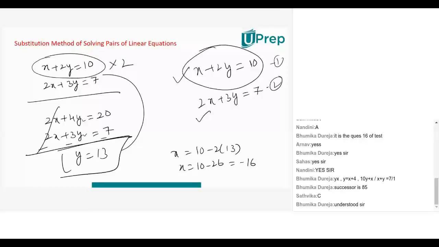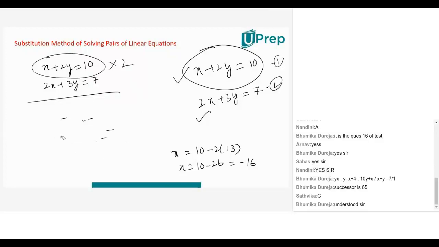So this is one method. There's another method called the cross multiplication method. We'll understand that at a later part of the discussion. At this point, our concept is finding the solution of equations using substitution.